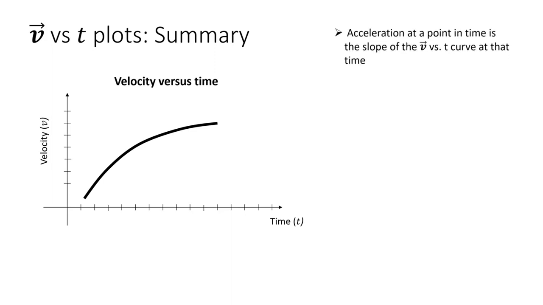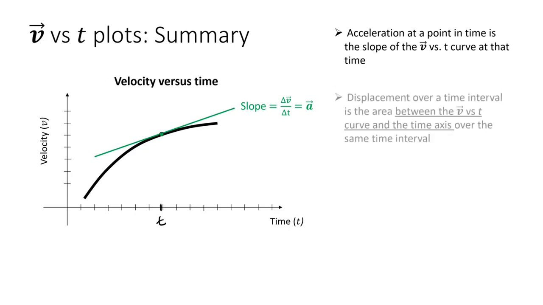And I want to think about two different things when I'm looking at these v versus t plots. First of all, the acceleration at a given point in time is equal to the slope of that v versus t curve at that moment in time. So if I pick some time, like here, it looks like this is my time of interest, then the slope at that moment in time would be equal to the slope of the tangent to the curve at that point in time.